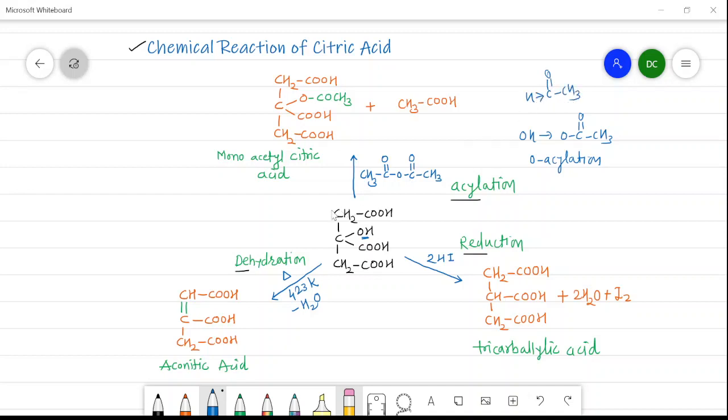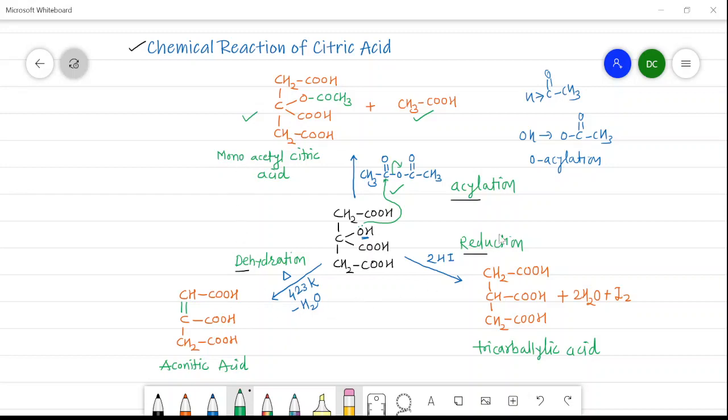For that purpose, citric acid is treated with acetic anhydride. Then the oxygen possesses a lone pair. That lone pair attacks on this carbonyl carbon and there is a removal of acetic acid and a formation of OCOCH3, that is monoacetyl citric acid, as the product. So this is called an acylation reaction.